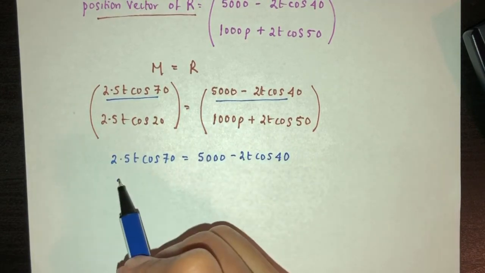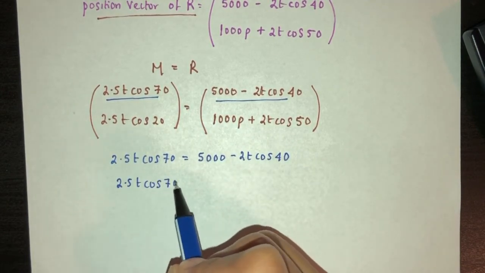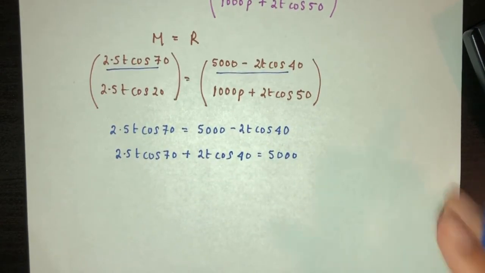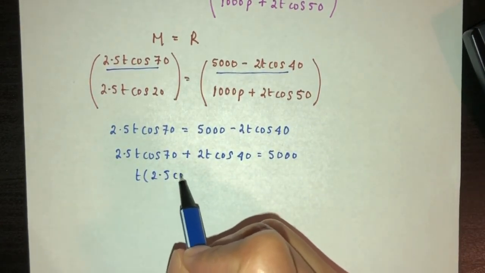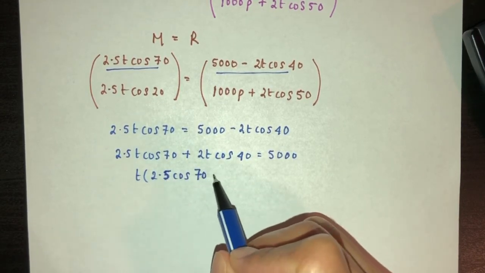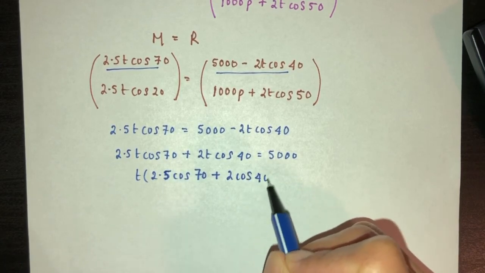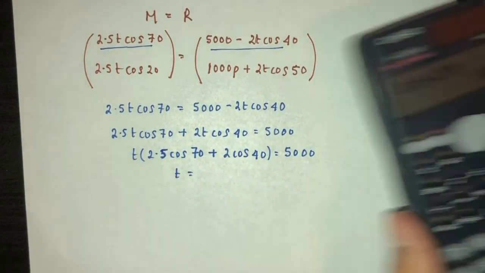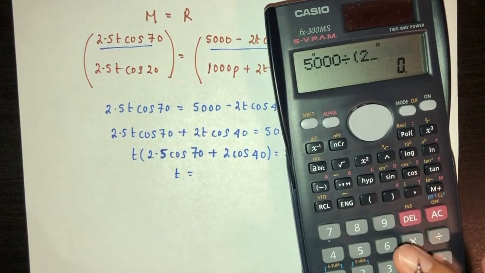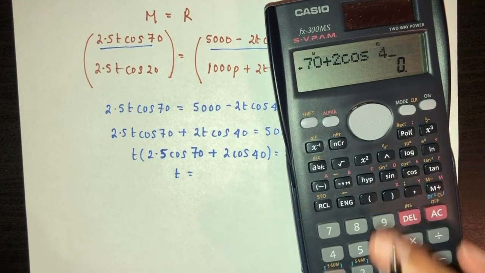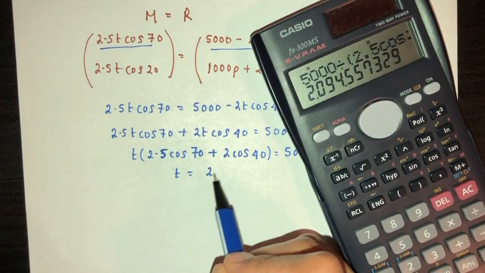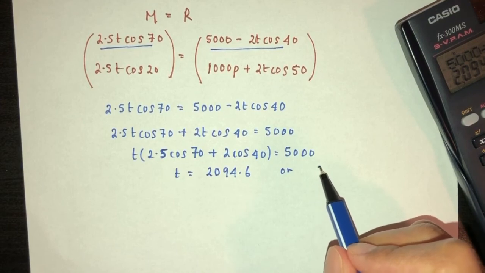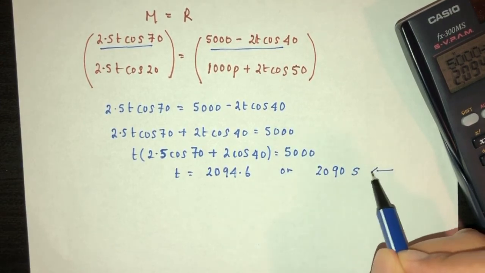So send t to one side, you will have 2.5t cos of 70 plus 2t cos of 40 equal to 5,000. Now if you factorize t outside, you will have t times 2.5 cos of 70 plus 2 cos of 40 equal to 5,000. Now t is equal to this divided by this. So let's do that. 5,000 divided by 2.5 cos of 70 plus 2 cos of 40. That should give you 2094.6, or you can write correct to 3SF, 2090. That is your value of t seconds.